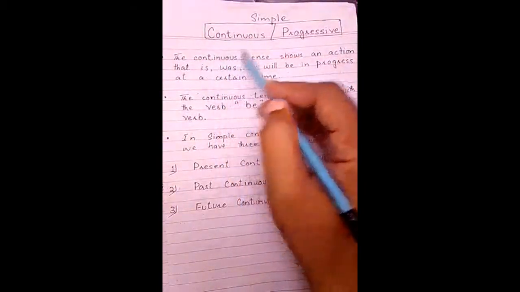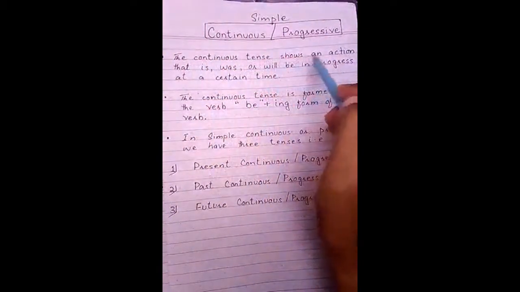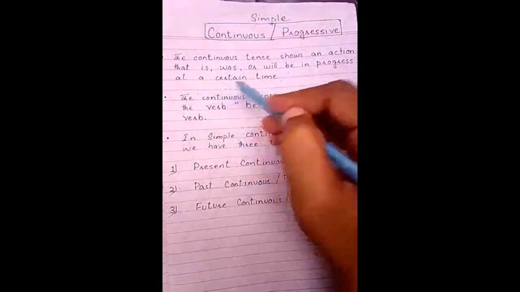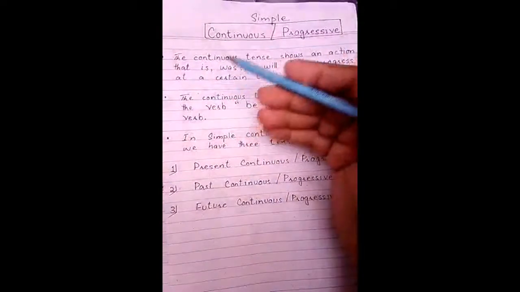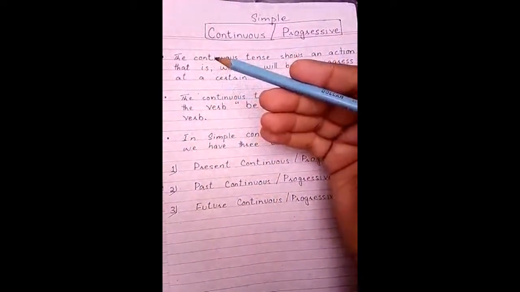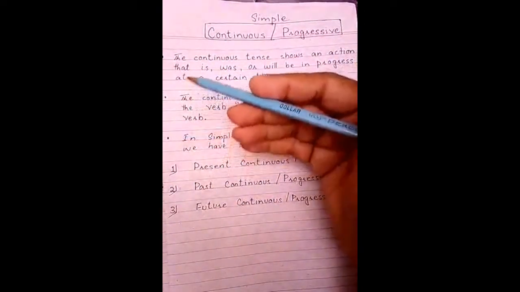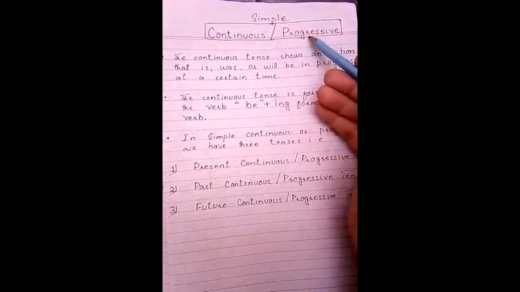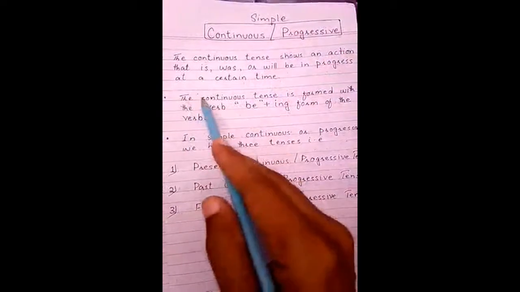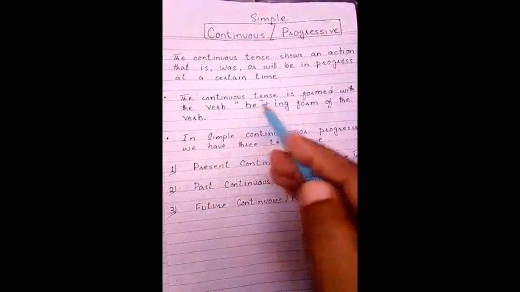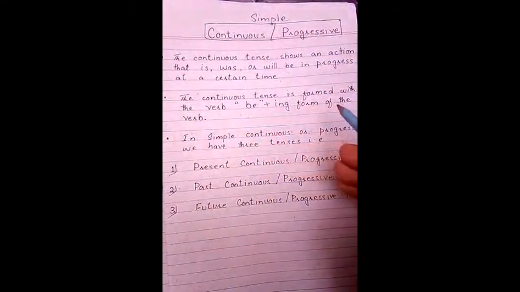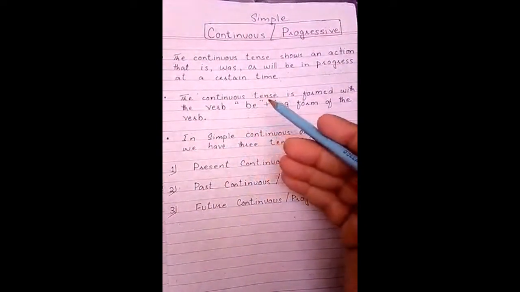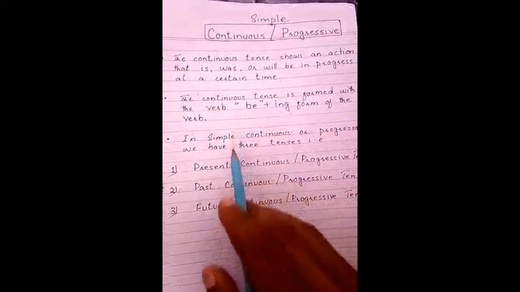So the definition of continuous tense is: the continuous tense shows an action that is, was or will be in progress at a certain time. It means that when we are in action in present, past or future time, there we use continuous tense or progressive tense. The continuous tense is formed with the verb be plus the ing form of the verb. It means that we always use the ing form in continuous or progressive tenses.